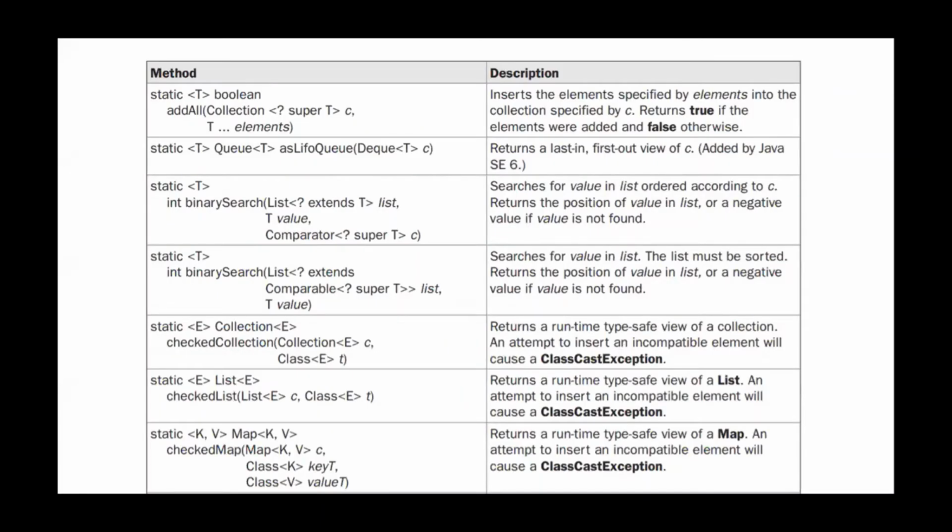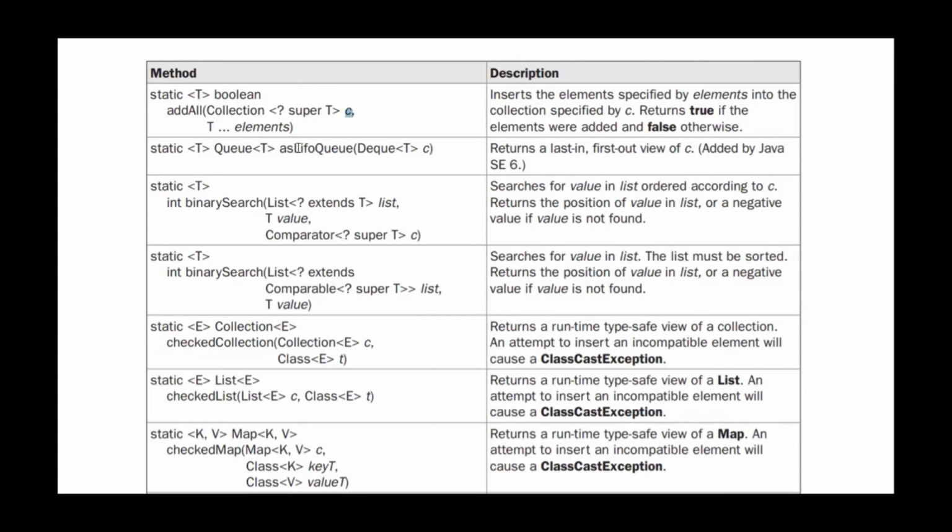So first method is addAll. This addAll method will add all the elements we pass into an invoked collection. That is, it inserts the elements specified by the element variable into a collection which is specified by c. Remember, these are static methods. These static methods are not invoked on any object. Instead, they work on the entire class itself. So the collection we have to pass is c, and the elements that we need to add are passed as a separate parameter.